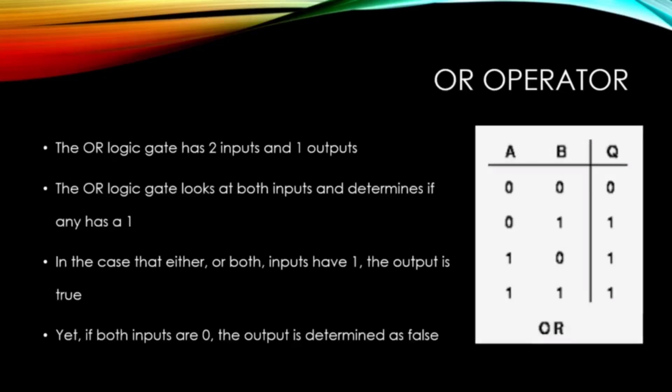The OR operator. The OR logic gate has two inputs and one output as well. The OR logic gate looks at both inputs and determines if any of them has a 1. If any input has a 1, then the output is true. Yet it will only output false if both inputs are 0, as shown by the truth table on the right.